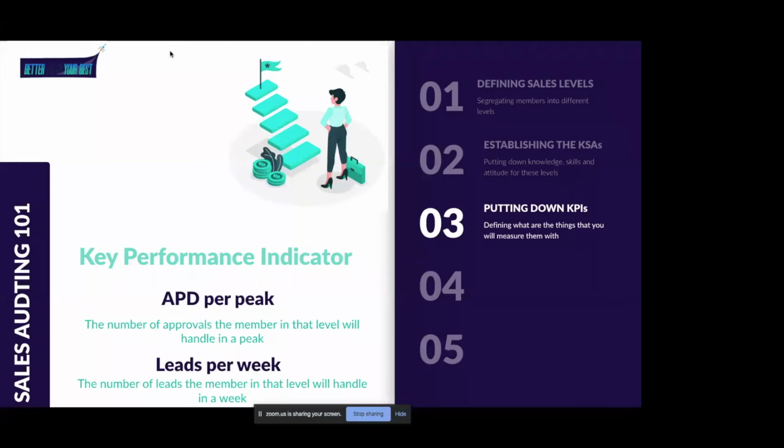That is how you are supposed to help them out, and that is how your KPIs are going to help you when you are doing the sales auditing, right? So those are the KPIs. Are you guys clear till now? Clear? Awesome, great. Let's move ahead.